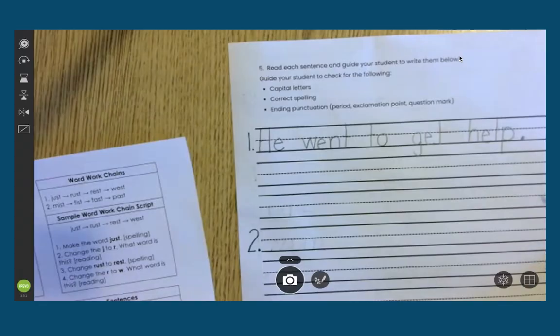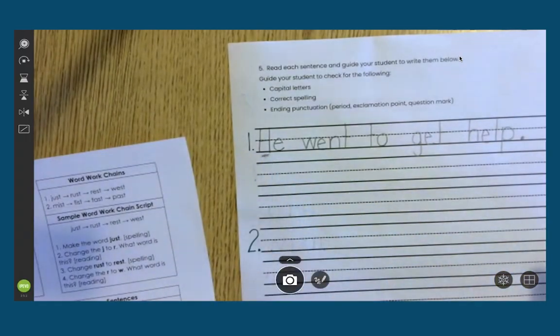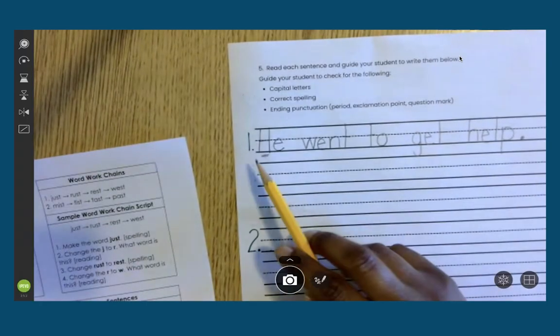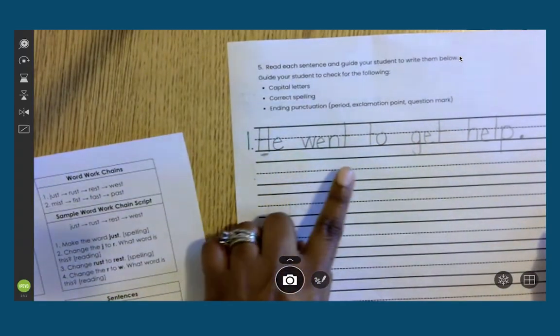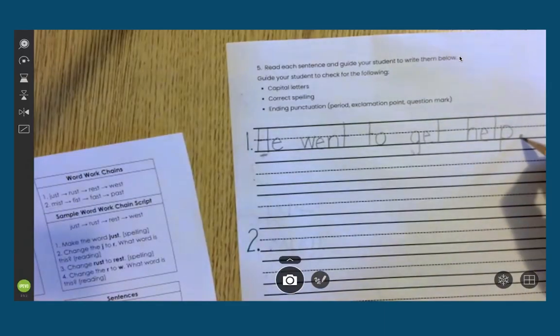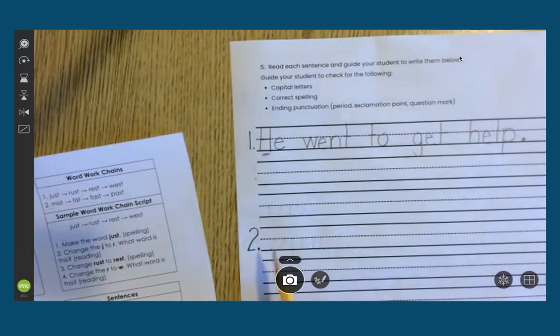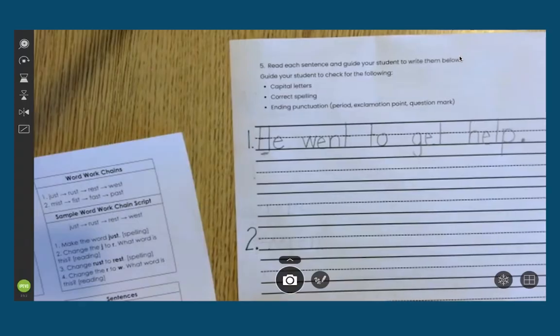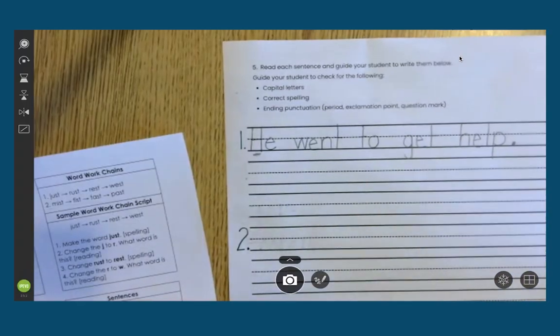Have your child check their work. Check the first letter in the first word, starting with a capital letter. Make sure there are spaces between the words. Check the spellings in the words and make sure there is a punctuation mark at the end of the sentence. Then you will move on to do the next sentence on number 2, as it appears here. Okay, and this is the end of the homework practice.